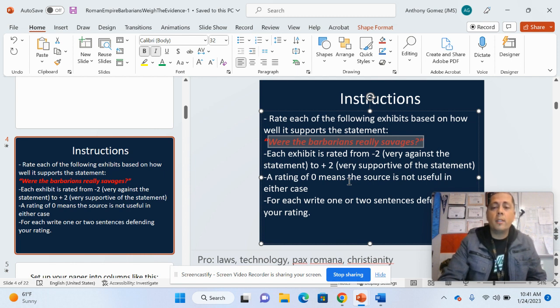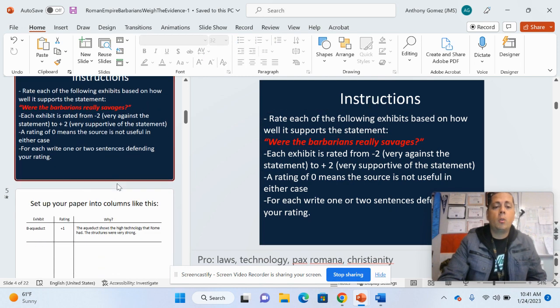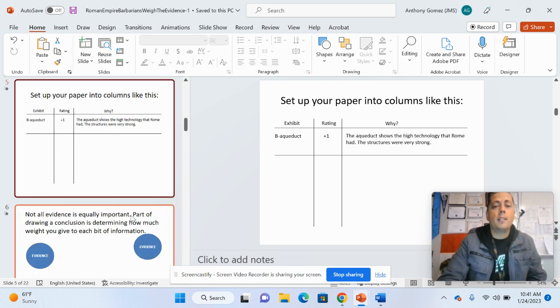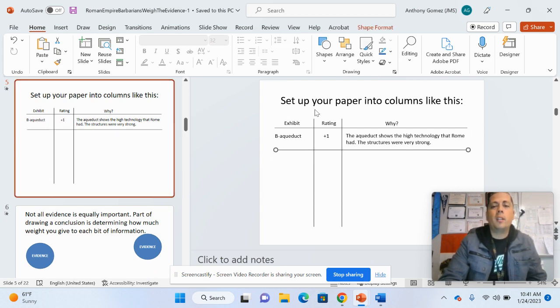At the end of this lesson, they should be able to answer that using evidence from the different exhibits or sources that they will be analyzing. You can do this on a computer, it's a little more difficult, but you can also do it on paper. I actually like to do it on paper, I think it's a little better. You set up your papers in columns, right? They write exhibit, rating, and then why.